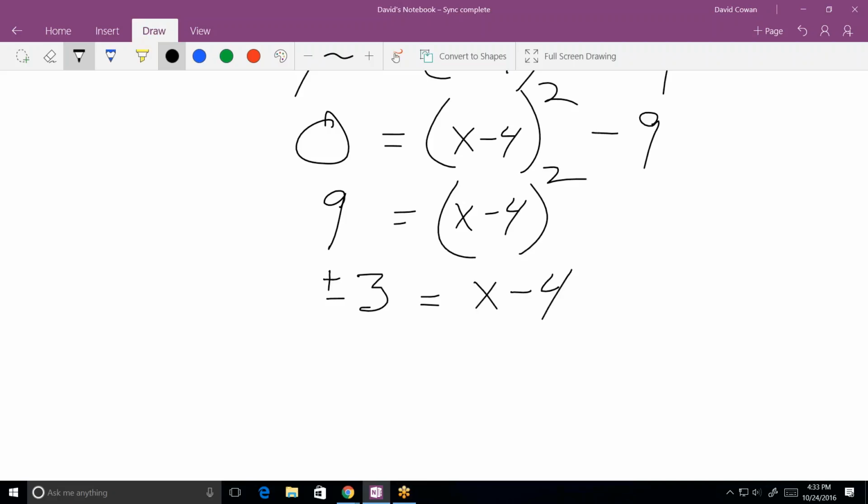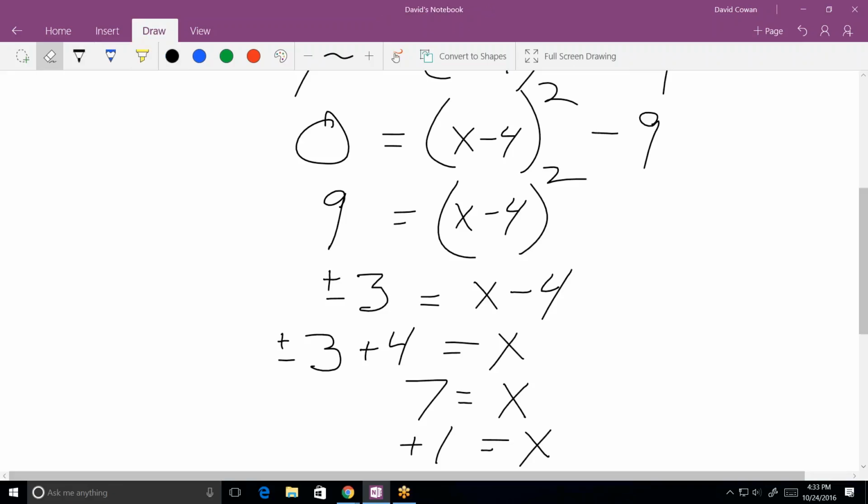Now what? Let's add 4 to both sides. And now that's actually 2 answers. So you could do -3 plus 4 equals x, or +3 plus 4 equals x. So I get 7 or 1. I just didn't simplify.